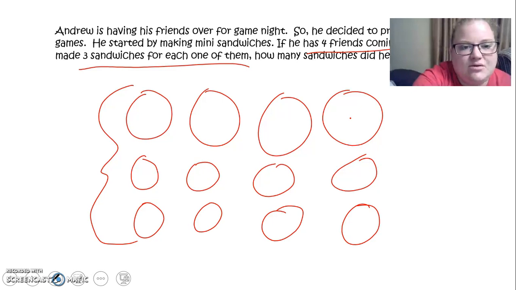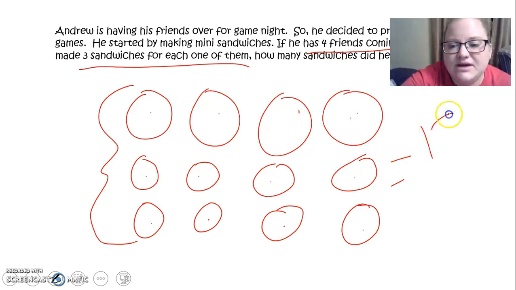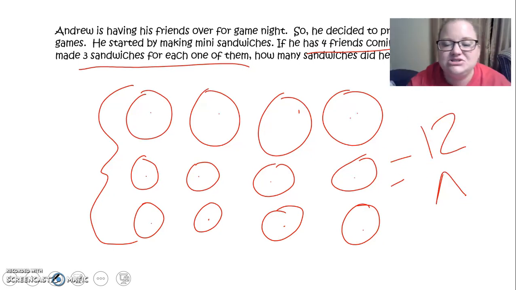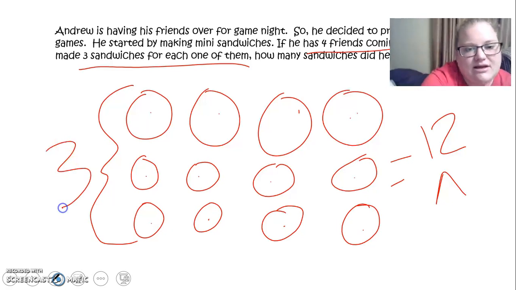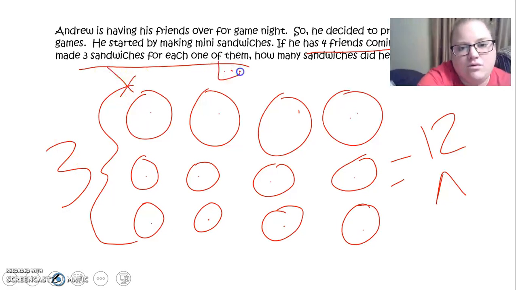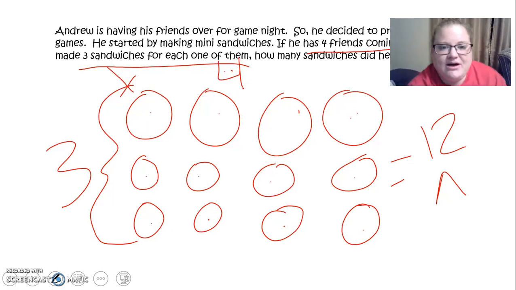So let's go ahead and count. 1, 2, 3, 4, 5, 6, 7, 8, 9, 10, 11, 12. So he had 12 sandwiches. And remember, the answer right there is called our product. So we have learned that 3 times 4 equals 12, or our product is 12. So factors 3 times 4 is equal to 12.